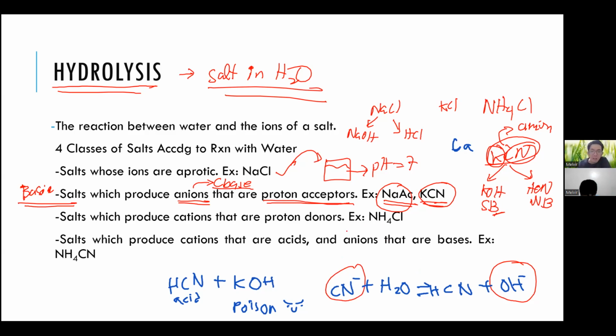Next. Ang susunod naman ay salts which produce cations that are proton donors. Usually, onti lang to, no? Mga ammonium lang yan, kasi si ammonium lang naman ang pwedeng mag-act as acid, proton donor. Acid yan, conjugate acid.